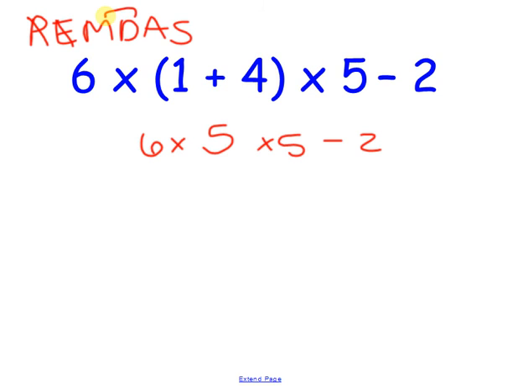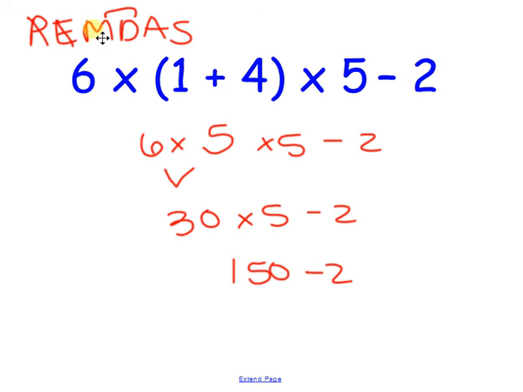Multiplication and division in order from left to right. I have multiplication and subtraction. No division, but I still need to start on the left. 6 times 5 is 30. Rewrite the rest of the problem. I still have multiplication. 30 times 5 is 150. Rewrite the rest of the problem. I finished my multiplication and division. Now I need to do addition and subtraction, but I only have subtraction left, so I'm just going to go ahead and finish it off. 148 is my answer.